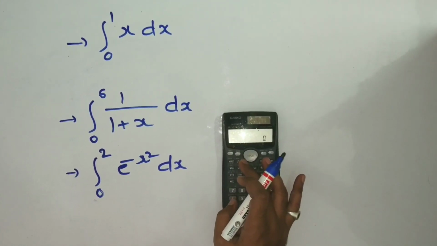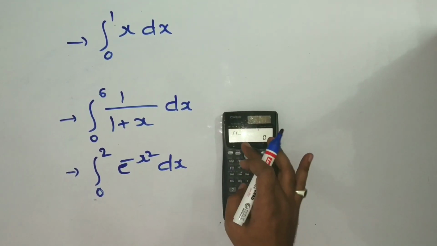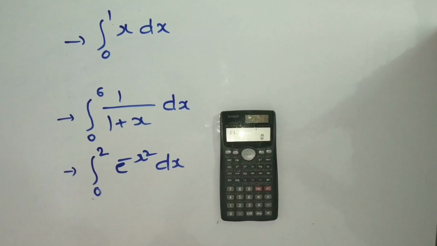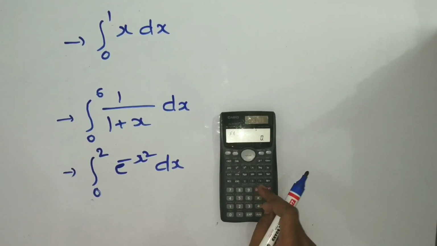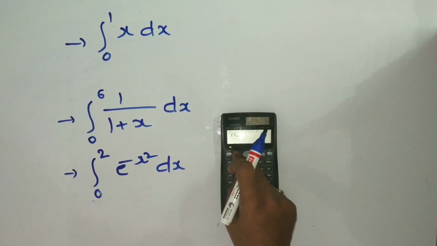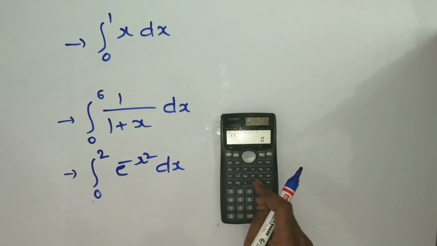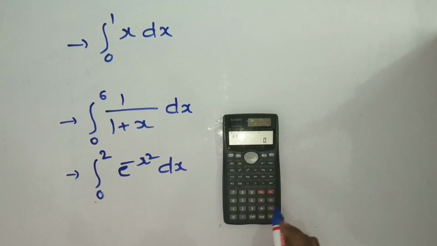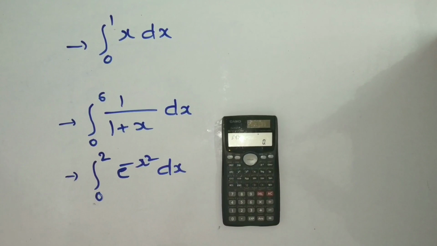This button is integration. So you press the integration button, students. Here we get integral bracket. Now we have here x, students. So for the x, you press alpha and see this button, students. Here we have capital X. So you press the button, and you get capital X there.